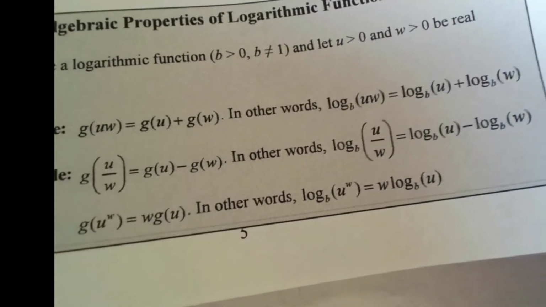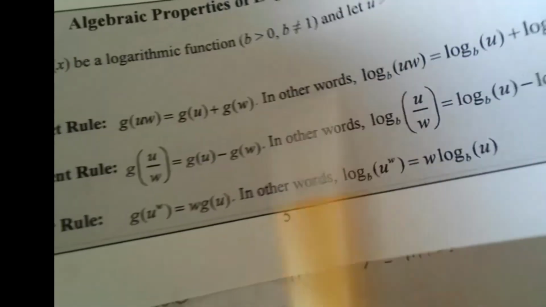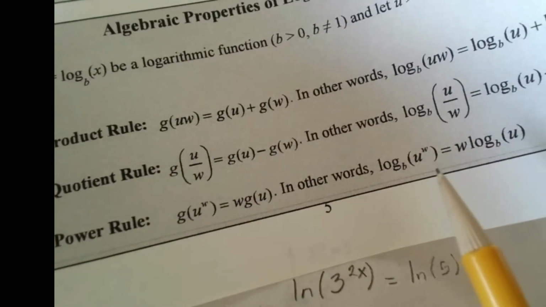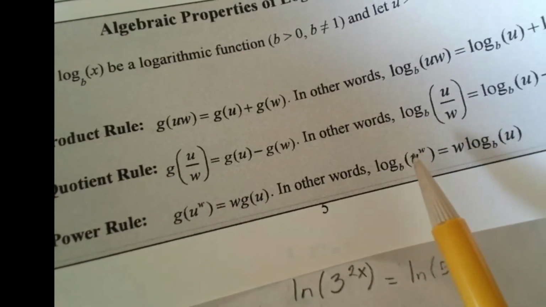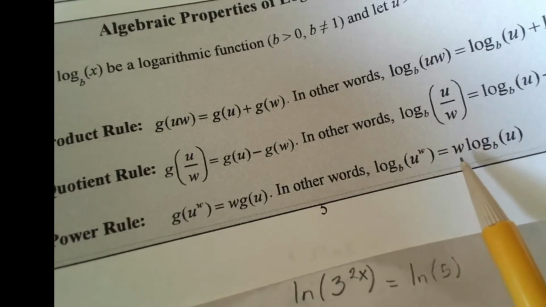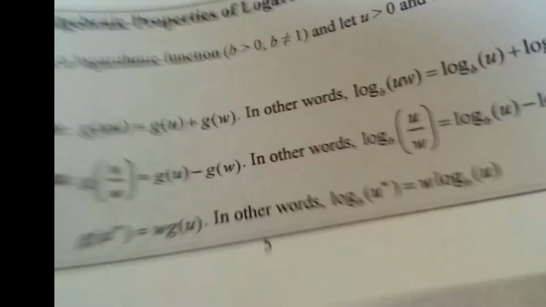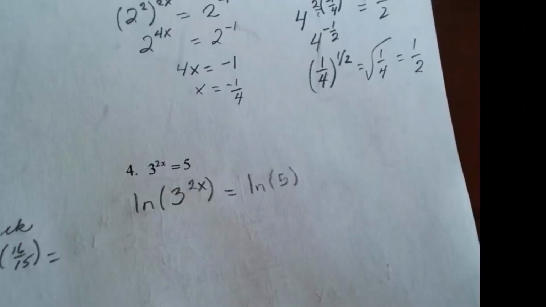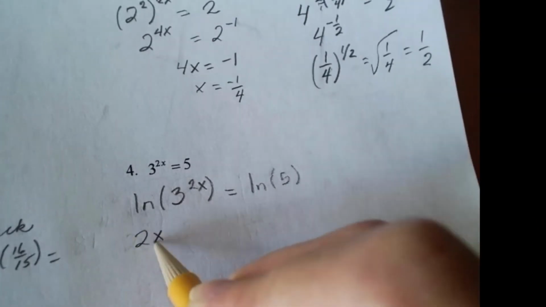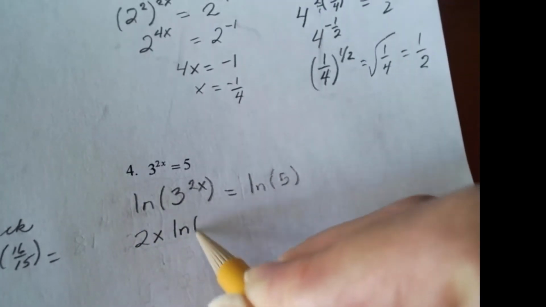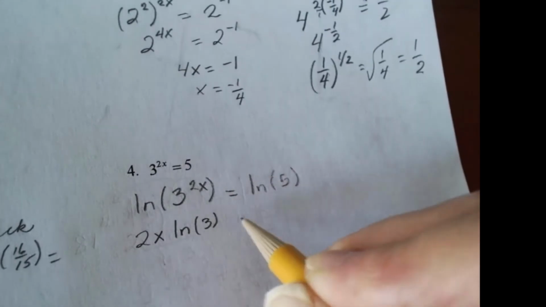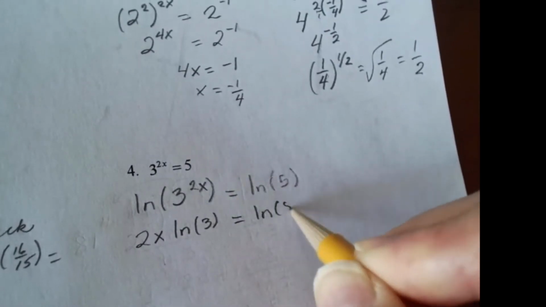Okay, so here are properties of logarithms, and we're using the power rule, which allows us to take the power here, w, and move it to become a coefficient in front of the log. Okay, so we're using that with the 2x. We're going to rewrite that 2x as a coefficient times the natural log of 3, the base. And of course, we still have our log of 5 on this side.